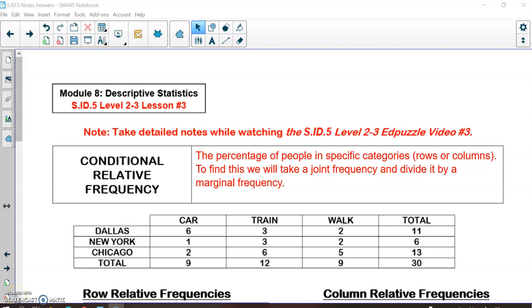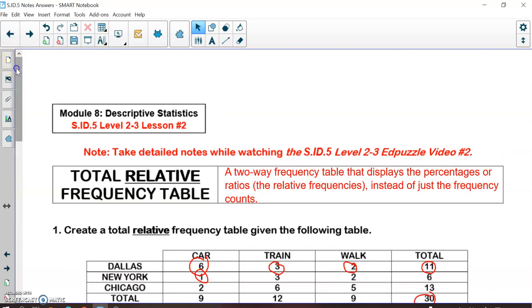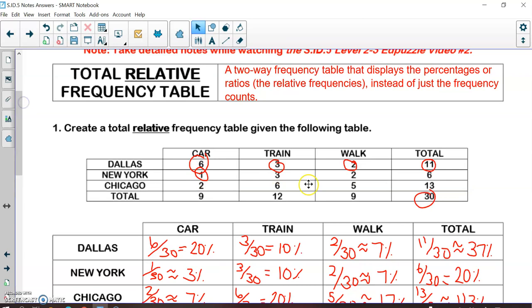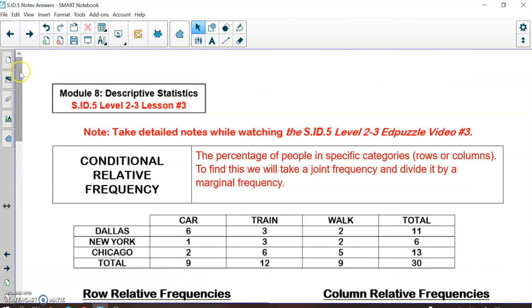Right, so now we're going to talk about the conditional relative frequency. This is the percentage of people in specific categories, such as the rows or the columns. To find this, we will take a joint frequency and then divide it by a marginal frequency, as opposed to the relative frequencies, where we took the joint and divided it by the total number of people surveyed, and also took the marginal frequencies and divided them by the total number of people surveyed. So this is different.